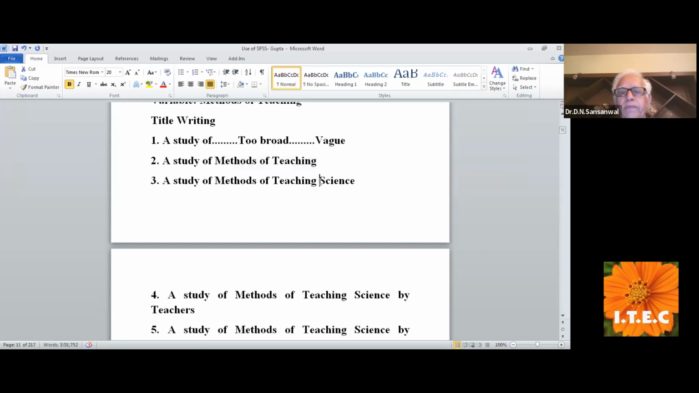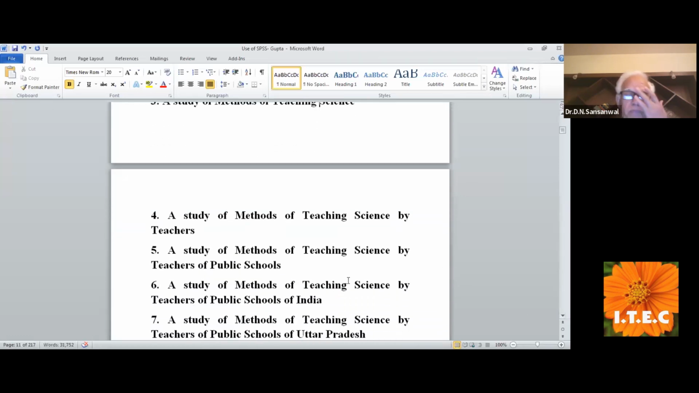Now, if you compare the fourth with the third, here it's methods of teaching science by teachers. So teachers belong to the population, and teachers from where? It is public schools, because teachers can be from colleges, schools, or universities. Here I say public schools. The teachers can be from government schools, maybe aided schools or public schools. So here it is public schools. So you have narrowed down the population.